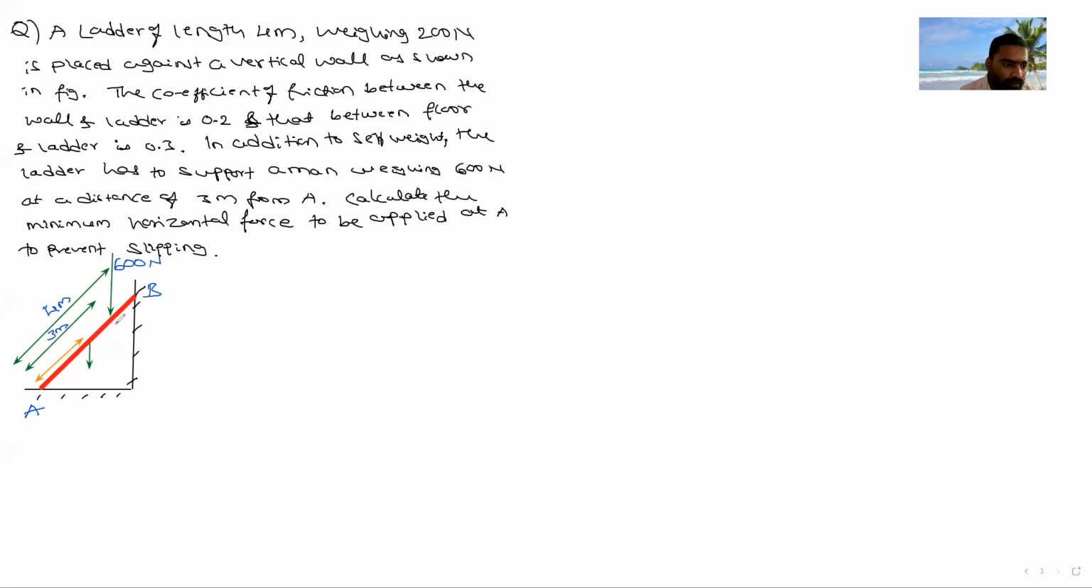Then the self weight is how much? It is 200 Newton, and the inclination he has given in the figure is 60 degree. What about this distance? This distance will be 2 meter. Always the weight of the ladder is acting at the center. So the same figure, I will take the free body diagram. The free body diagram of the ladder I will take. Take down this diagram, all of you.